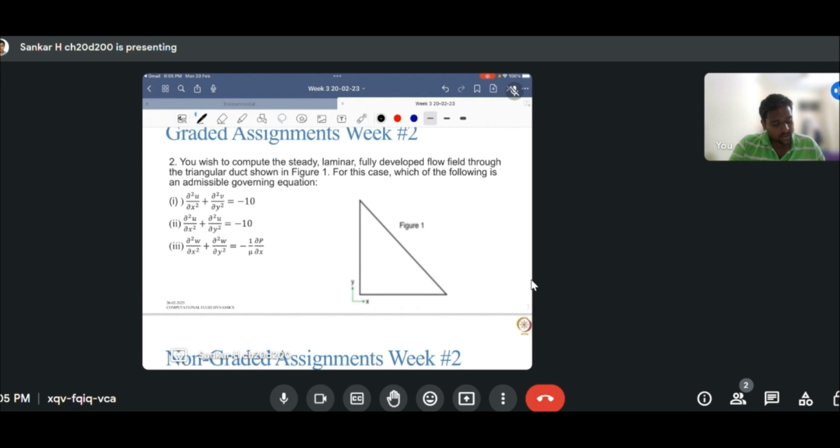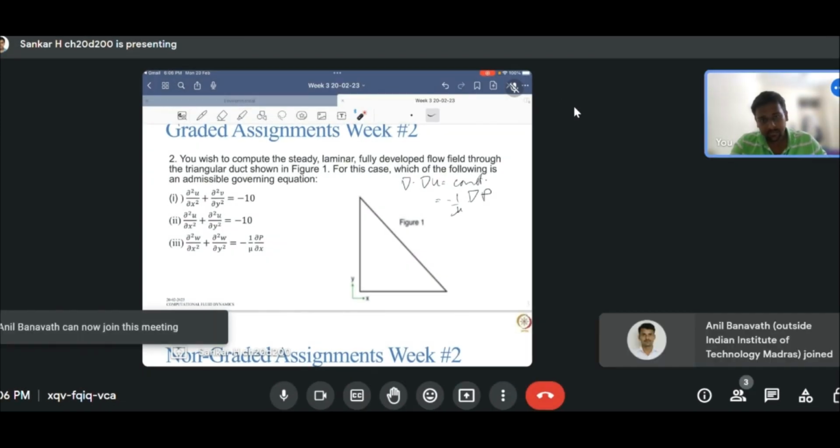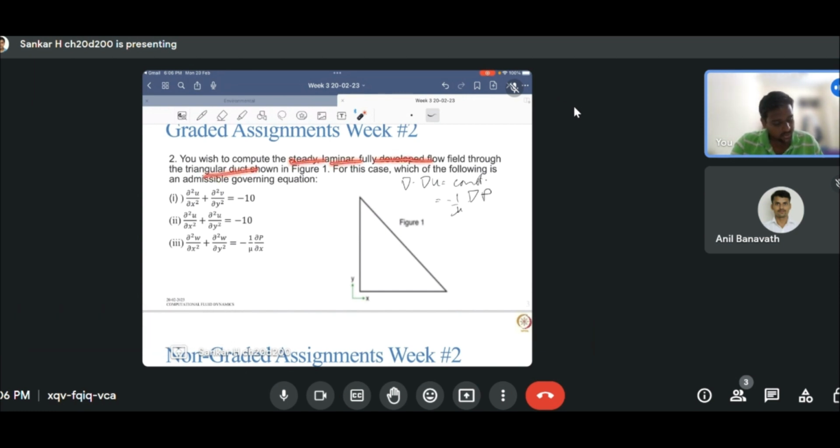Moving to the second question, again this is for a steady laminar fully developed flow through a triangular duct shown in figure 1. Now, which of the following is the admissible form of the governing equation? We saw that the governing equation is given by del dot del U is equal to a constant, equal to minus 1 by mu del P. So we wish to compute the steady state laminar fully developed flow through a triangular duct as shown in this figure. We saw from the previous question that del dot del U must be a constant for a fully developed flow, and it is also equal to minus 1 by mu del P.